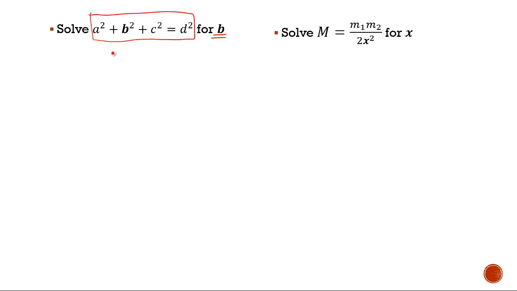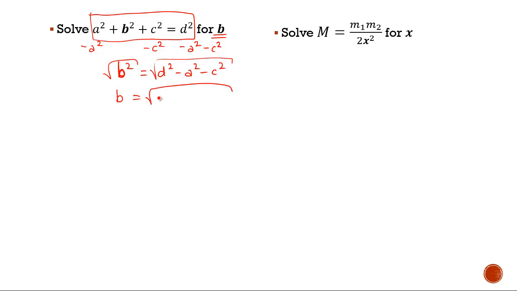So let's subtract the a squared from both sides and subtract the c squared from both sides, leaving us with b squared is equal to d squared minus a squared minus c squared. Now we still want b alone, but it's squared, so we're allowed to square root both sides, and we're left with b equals the square root of d squared minus a squared minus c squared.